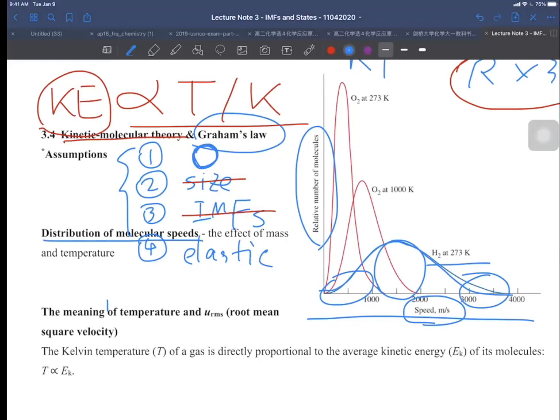So when we talk about kinetic energy, we are talking about the average speed, because kinetic energy equals 1/2 times the mass times the speed squared. This is pure physics. This is the definition of kinetic energy: KE equals 1/2 mv squared.